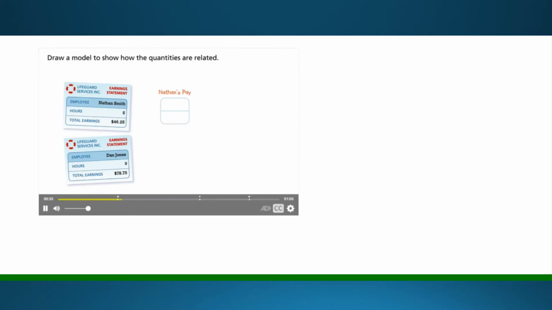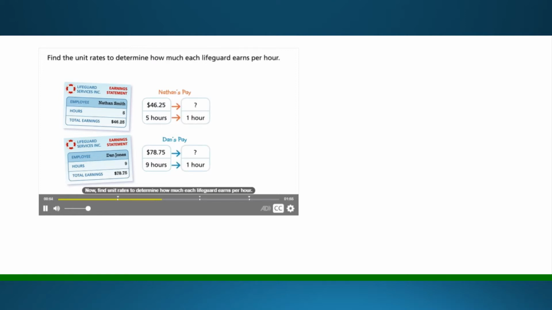First, model Nathan's pay. He worked a total of 5 hours. He earned $46.25. Now, model Dan's pay. Dan worked a total of 9 hours, and he earned $78.75. Now, find unit rates to determine how much each lifeguard earns per hour.